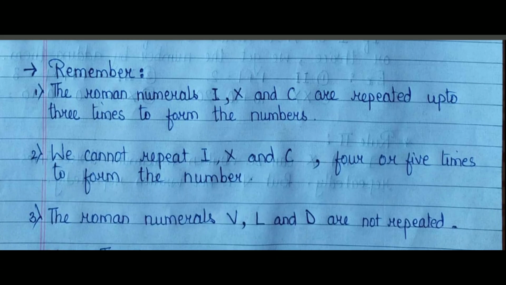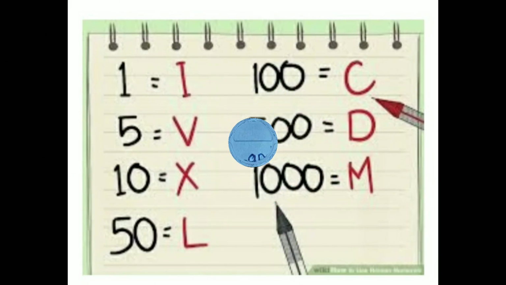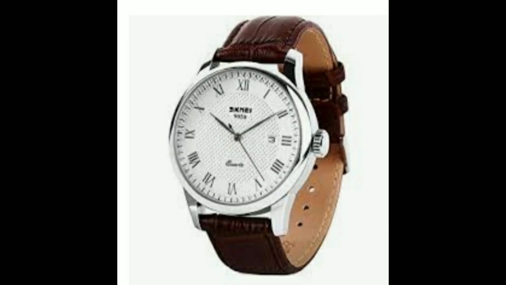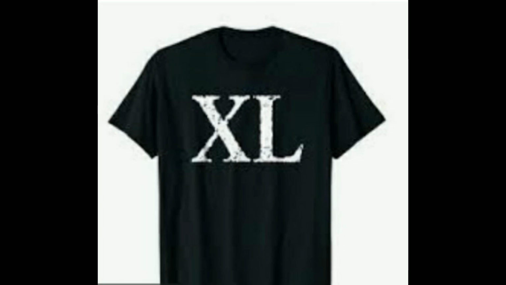Just remember few points. The first point is the Roman numerals I, X and C are repeated up to 3 times to form the numbers. Whereas we cannot repeat I, X and C 4 or 5 times to form the number. The Roman numerals V, L and D are not repeated. The question is, where do we use these Roman numerals? These Roman numerals are used in wall clocks, wristwatches, to mention the size of the cloths and even to mention our standard or class.